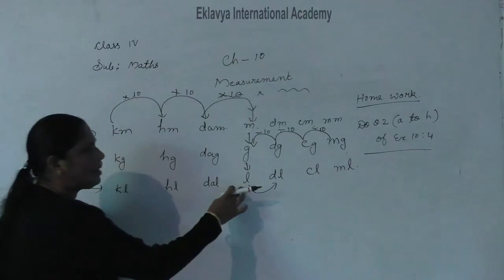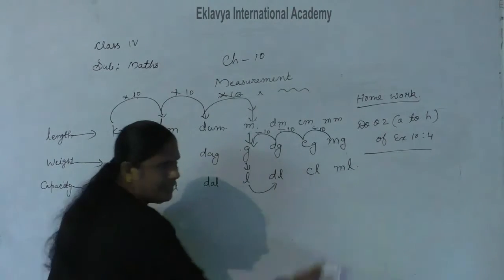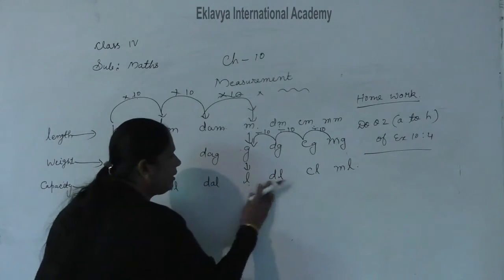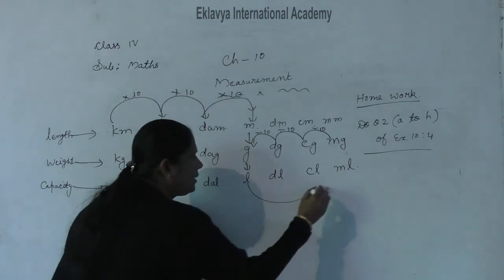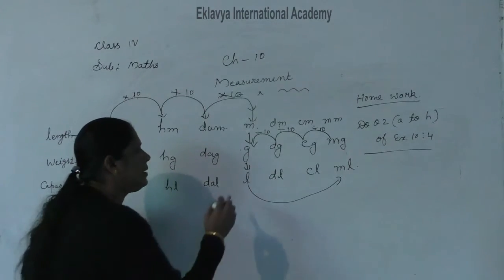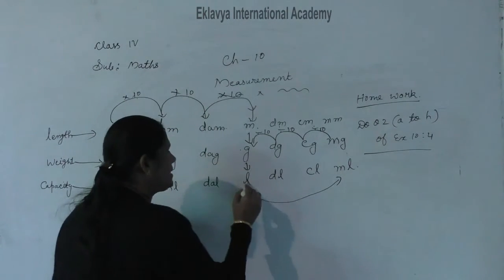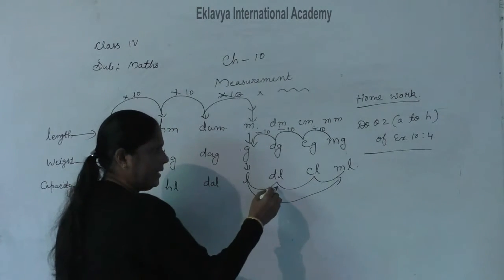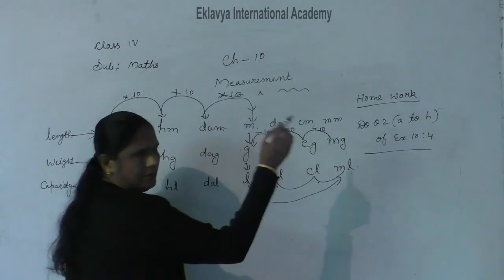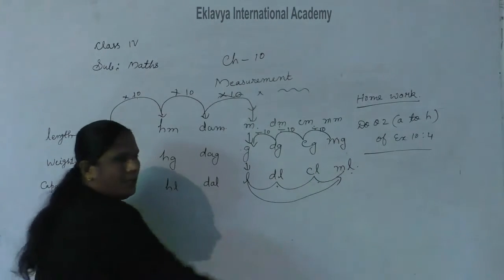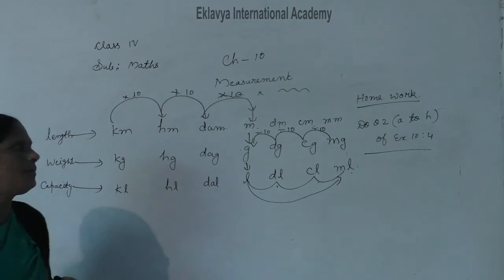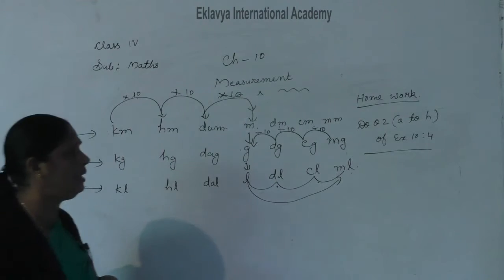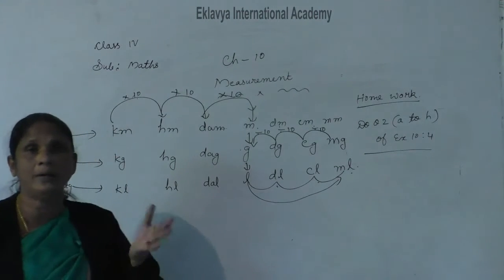Now liter to milliliter. How many steps do we jump? One step, two steps, three steps. That is 10, 100, 1000. Bigger to smaller, we multiply by 1000. How to convert one unit into another unit?